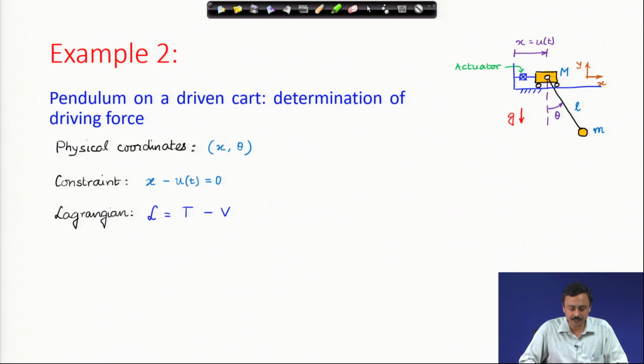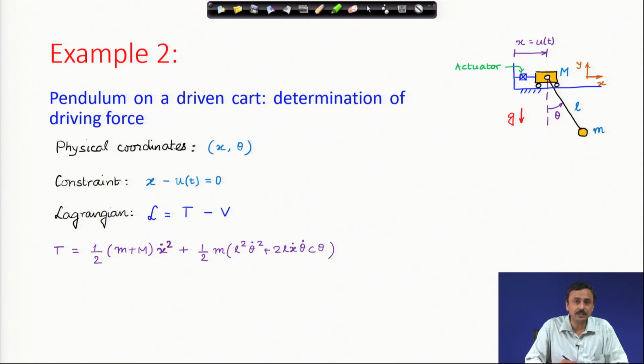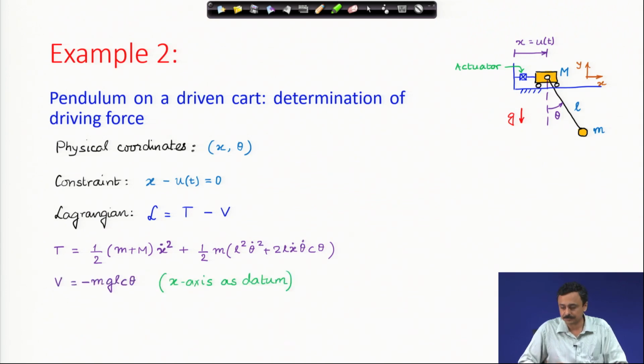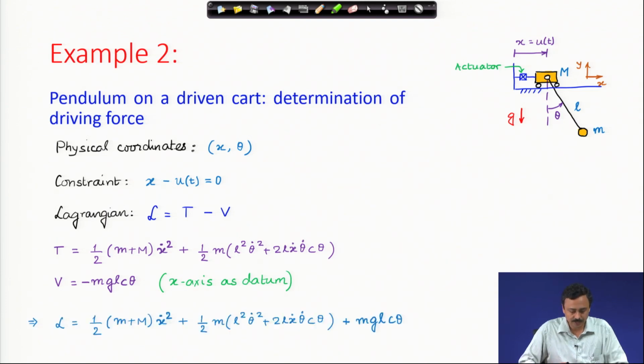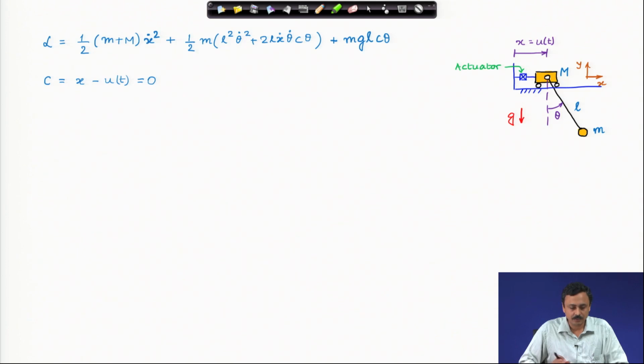I will write the Lagrangian in the usual manner. The only thing I have to remember is that the velocity of the cart is x dot, and the pendulum bob's velocity, we have found this previously, is given by this expression. Therefore, our kinetic energy is ready. The potential energy, considering the x axis to be the datum, is minus mgl cosine theta. So, theta and x are our physical coordinates. We will write the Lagrangian. We have the Lagrangian and the constraint.